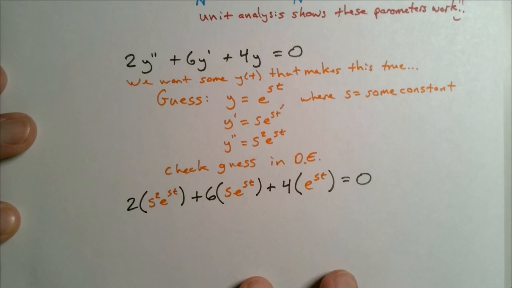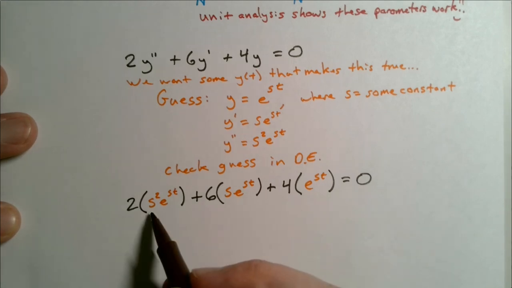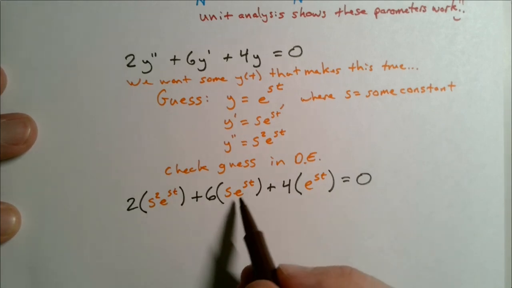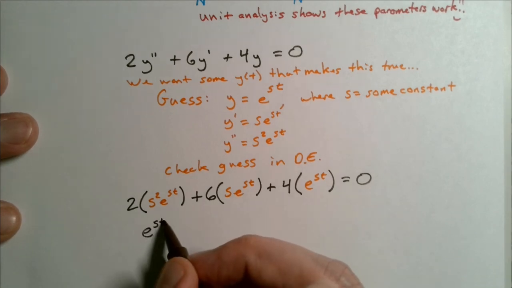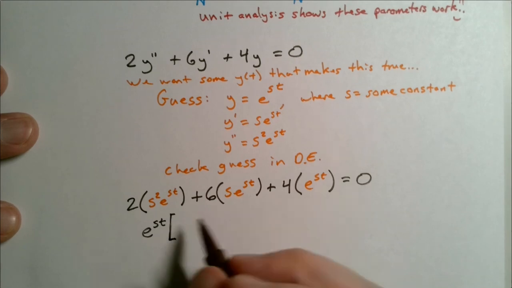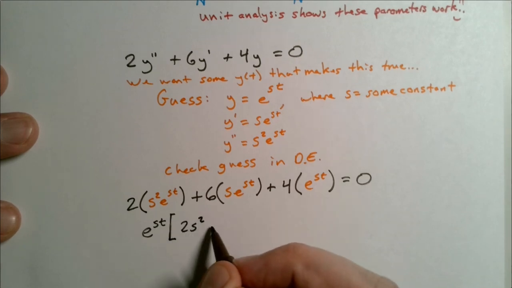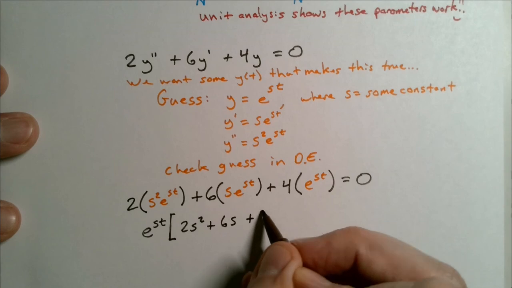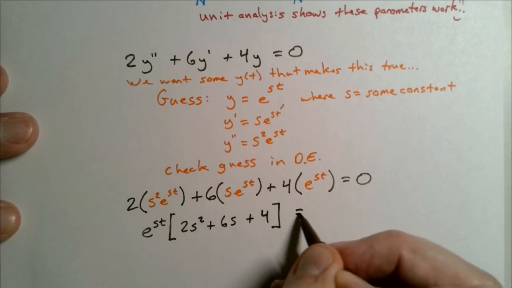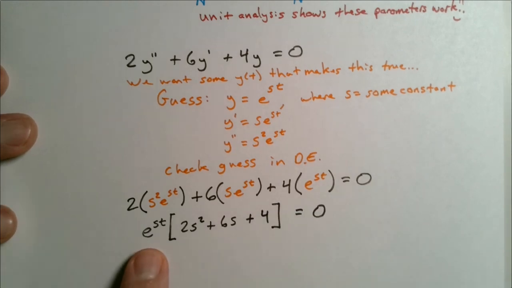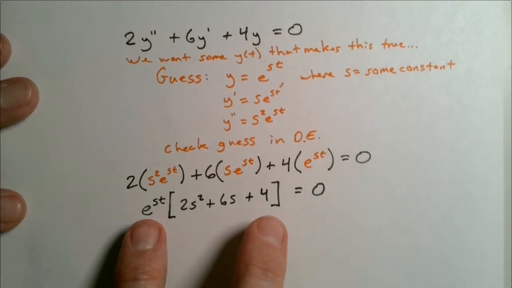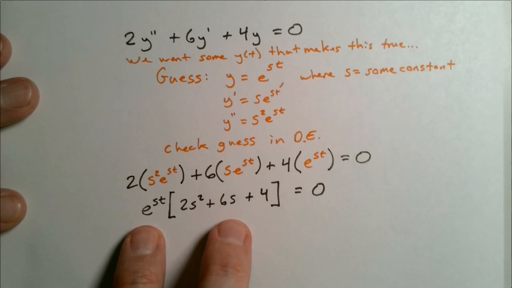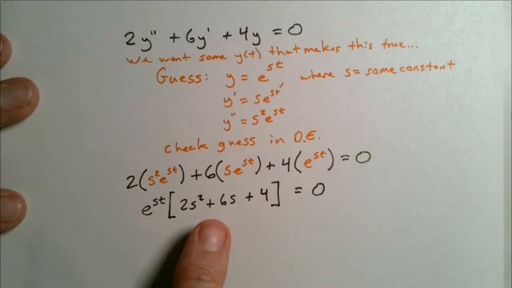Well, there's something interesting that happens. Notice we've got 2s squared e to the st, 6s e to the st, 4 e to the st. So I'm going to factor out the e to the st here. When I do that, I'm left with 2s squared plus 6s plus 4, times e to the st, equals 0. Now, you know a little bit of algebra, so you can look at this and say there are 2 ways you can get 0 when you multiply things: if one of them is equal to 0 or the other is equal to 0. Or I suppose you could say both of them are.